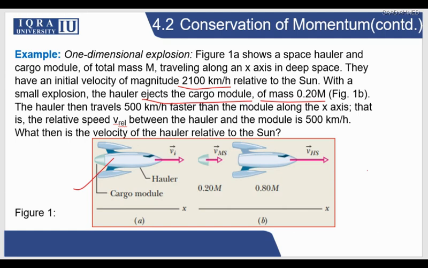The spacecraft then travels 500 km per hour faster than the module along the x-axis. Now this situation means that the speed of the spacecraft, the hauler, has increased after ejecting the cargo module, because the mass obviously is reduced. That is, the relative speed between the hauler, the spacecraft, and the module is 500 km per hour. What then is the velocity of the hauler relative to the Sun after it ejected the cargo module? So I hope you understand the question. Let's try to get the answer for it.